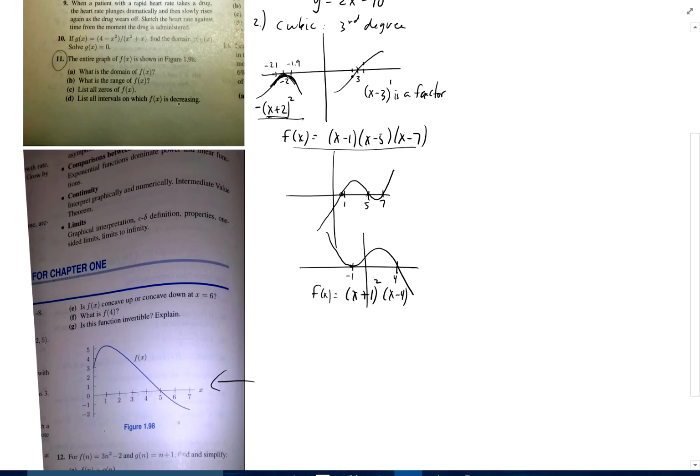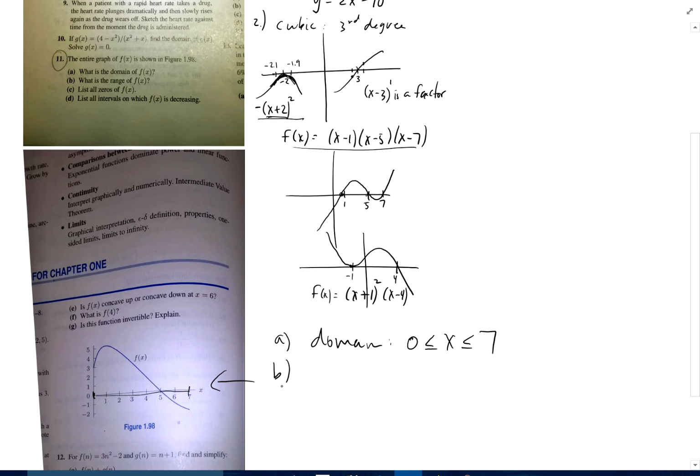And they say, what's the domain? So looking at this, the domain are all the x values that are used. It looks like it goes from 1 all the way out to 7. So A, the domain, or I'm sorry, did I say 1? I meant 0. Sorry about that. 0 less than or equal to x less than or equal to 7.